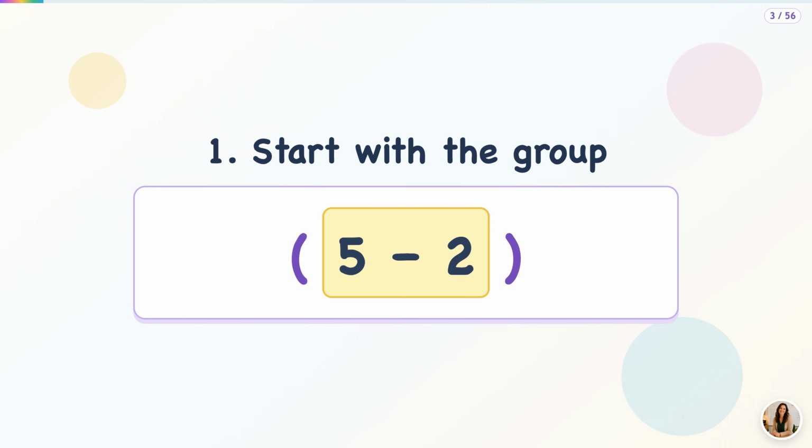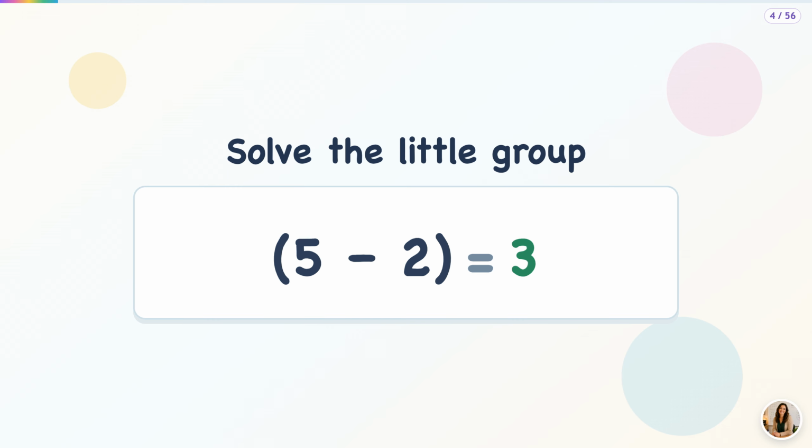Parentheses wrap around a smaller problem. We solve that little group before using it in the larger expression. Here, our eyes go straight to 5 minus 2. 5 minus 2 equals 3. We can replace the whole group with 3. Everything outside the parentheses stays exactly where it was.